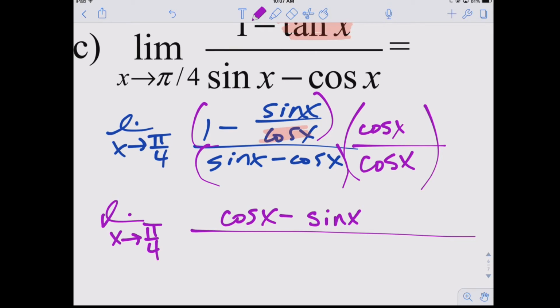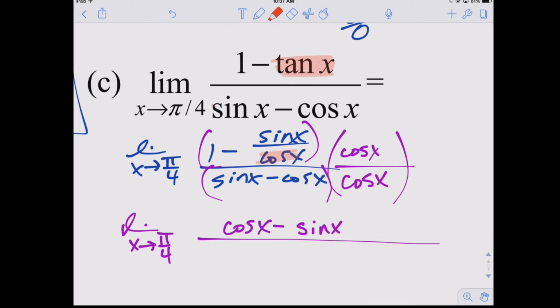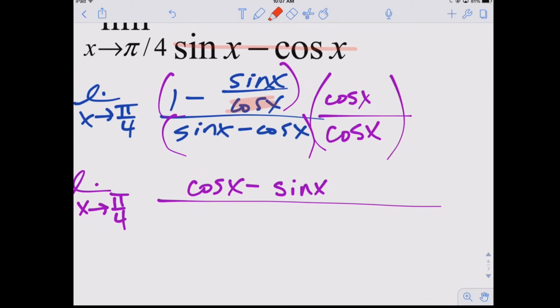Now on the bottom, do I want to distribute the cosine? Well, I'd have to distribute to both. Remember, you need to know what's causing the 0. It's the sine minus cosine pairing that's causing the 0. And if that weren't enough evidence, look what we just got in the top. We got cosine minus sine.